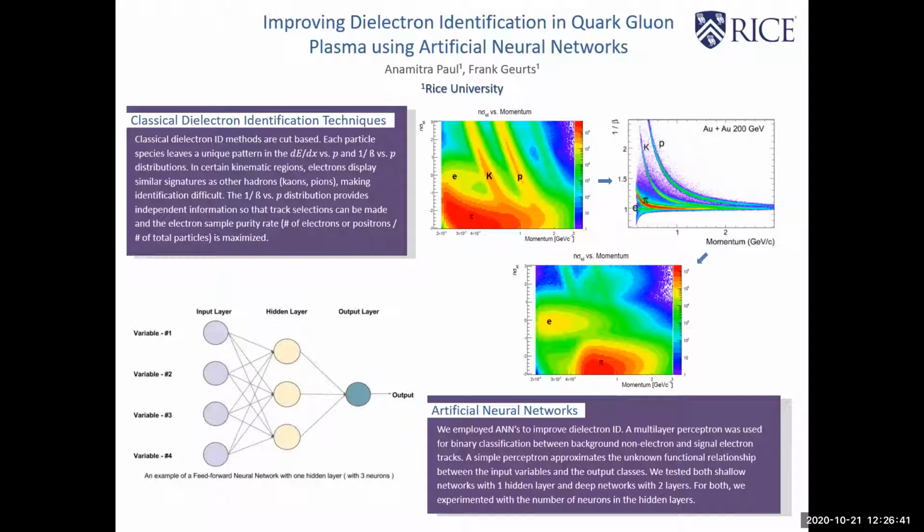Instead of these classical techniques, we employed artificial neural networks, particularly multilayer perceptrons for binary classification between electrons and non-electrons. We studied both shallow networks with one hidden layer and deep networks with two hidden layers.